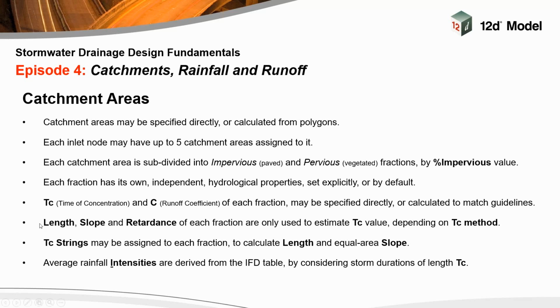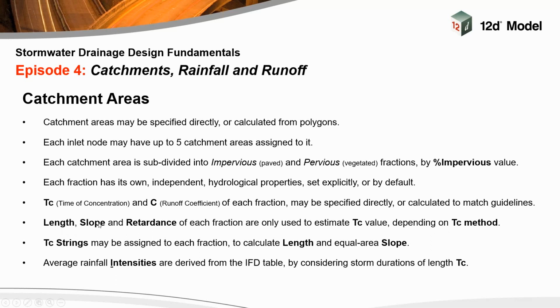Okay. There are a couple of other variables here: length, slope, and retardance. These can be specified if you're wanting to calculate a TC rather than just type one in. There are various formulas that will use these length, slope and retardance values of each catchment, depending on what TC method you use or specify.